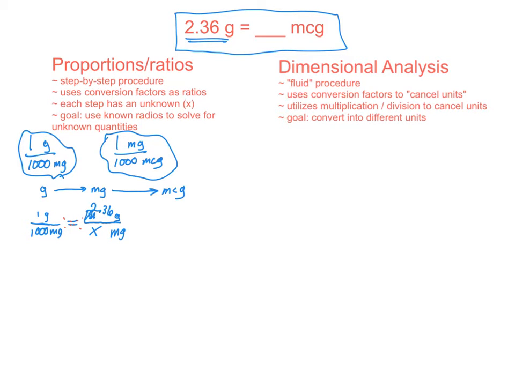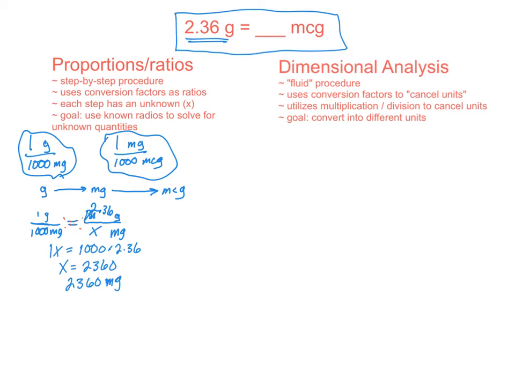I'm going to solve this unknown for x by cross multiplying. 1x equals the product of 1,000 times 2.36. You're going to get x equal to 2,360. So 2.36 grams is equivalent to 2,360, in this case, milligrams. Okay, so that's helpful, but that's not quite the exact solution. I now need to convert this to micrograms.